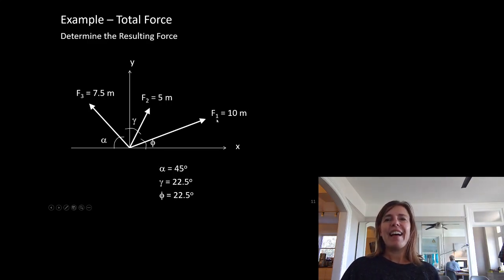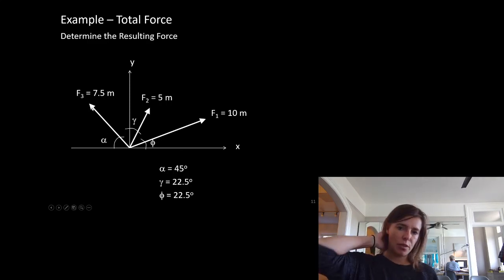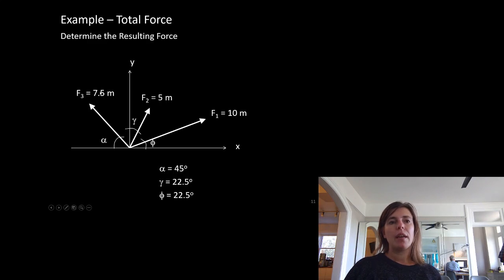We have F1 equals 10 meters, and they've given us the angle relative to the x-axis here, and that angle is 22.5 degrees. They've given us the vector F2 equals 5 meters, and it is 22.5 degrees from the y-axis. And then over here, pointing in a different direction, we've got F3. And F3 is 7.5 meters, and it is 45 degrees from the x-axis.